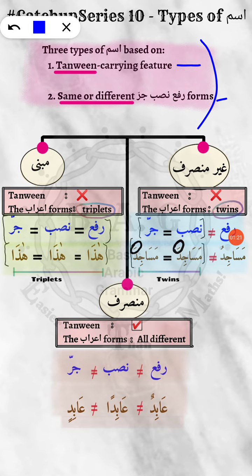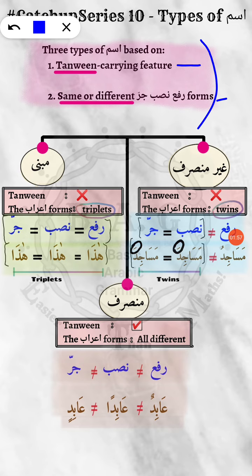You are going to find in Arabic that many asma are carrying a tanween. However, there are some asma that do not carry tanween. So that is one of the major divisions. The next division is on the basis of their rafa, nasab, and jar forms. If their rafa, nasab, and jar forms are different from each other, they are going to be grouped in a particular group. And if their rafa, nasab, and jar forms are similar to each other, then they are going to be grouped accordingly. And that's what we are going to, inshallah, elaborate in this lesson.